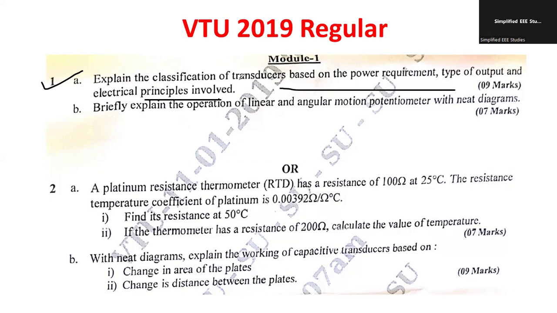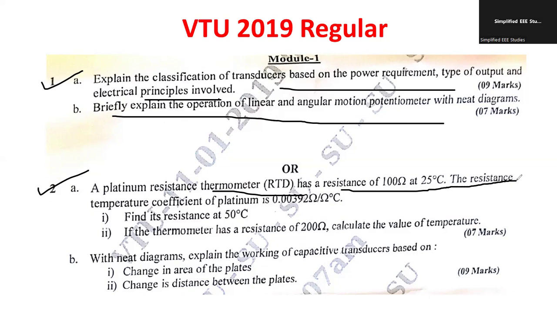Before that, I request you to go through the playlist of sensors and transducers. I have given an in-depth overview of the subject of sensors and transducers. Briefly explain the operation of linear and angular motion potentiometer with a neat diagram. So 3 plus 4 marks you will be getting, otherwise 3 plus 3 plus 1, with 1 for the diagram. Similarly, platinum resistance, a problem on the RTD.